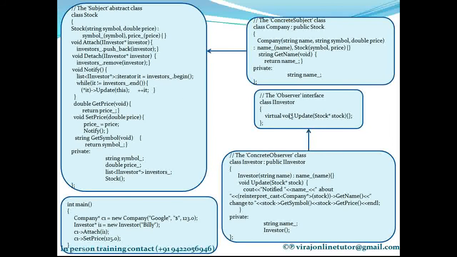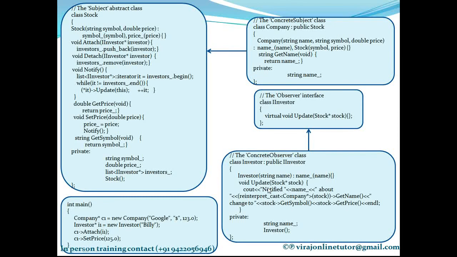Okay. And now what is this? This is a company which is inheriting from a stock, because all companies are listed on a stock, right? So this is the constructor, and this is just the get name. Okay. Now I have an investor. What are the key elements of the investor? Key element is the update function.